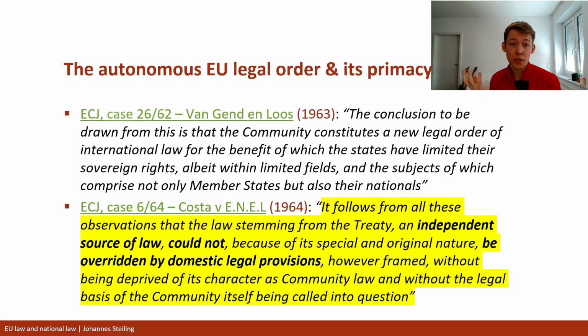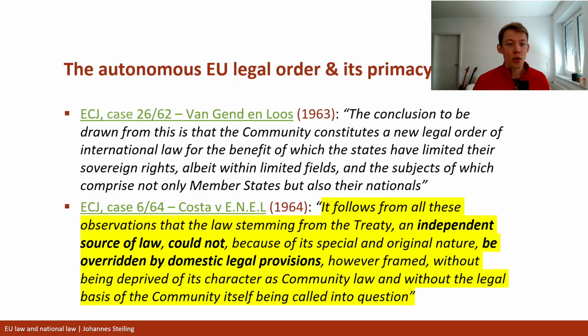So the ECJ basically argues, well, if you allow member states to override EU law by just passing subsequent national acts, then EU law won't be uniformly applied in the member states, and the whole idea of the communities, or now the whole idea of the union, doesn't work. Because the idea is that all the member states have to, at least in the areas where they have limited their sovereignty and given the EU the competence to make law, apply it uniformly in all the member states, because otherwise the union doesn't work.